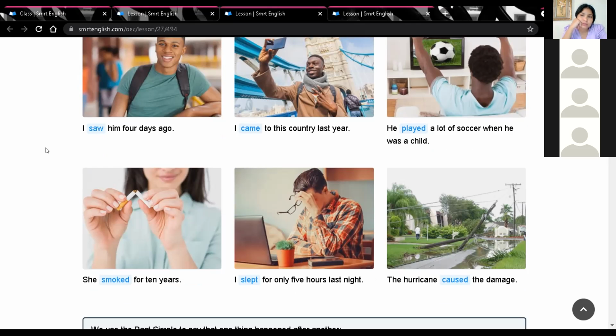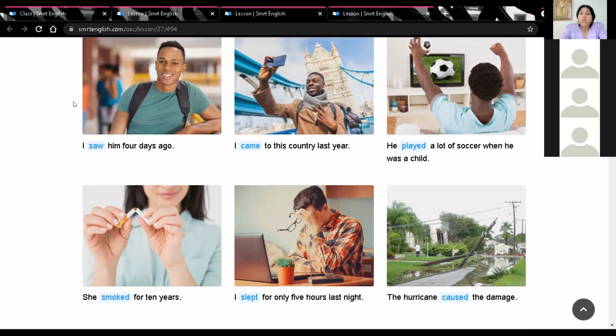She smoked for 10 years. I slept for only 5 hours last night. The hurricane caused the damage. Very good. So if we see all these different examples in here, what do we get from there? From these examples? Well, we can get that they are over.